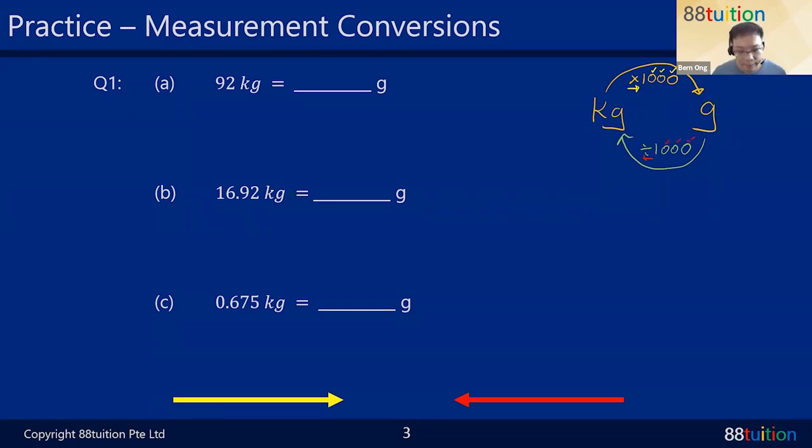Okay, so easy. Let's talk about first question 1A, about measurement conversion. When the question asks you, 92 kg, how to change to grams? Oops, 92 kg, I think it's my weight.